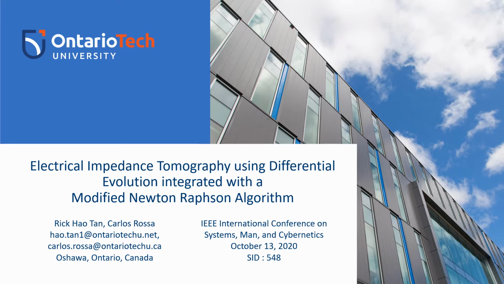We are from Oshawa, Ontario, and we are presenting electrical impedance tomography using differential evolution integrated with a modified Newton-Raphson algorithm.